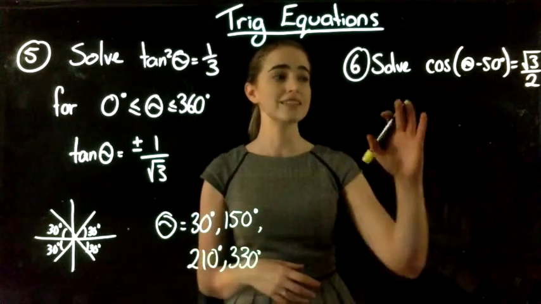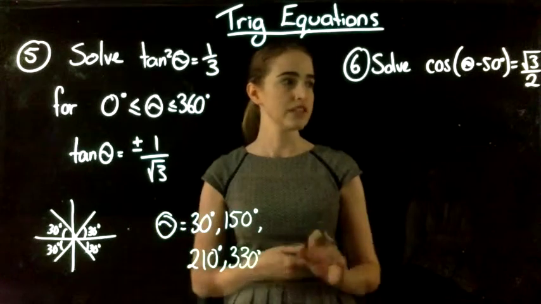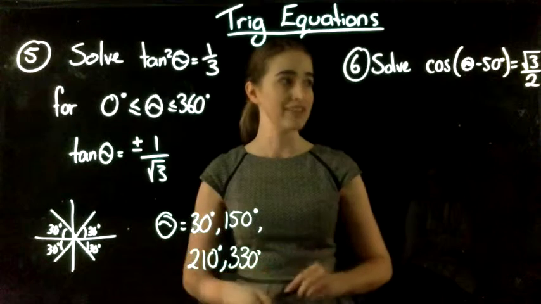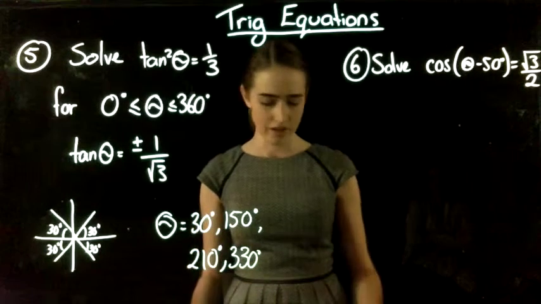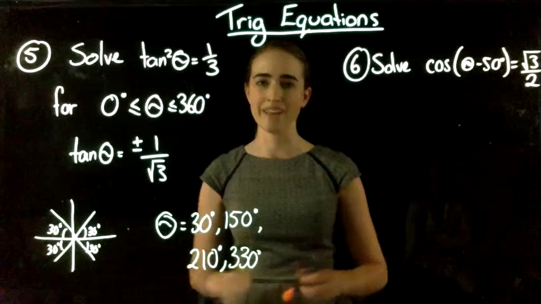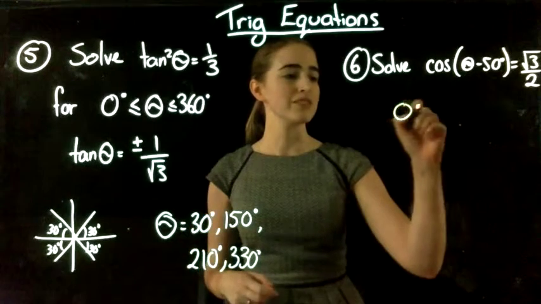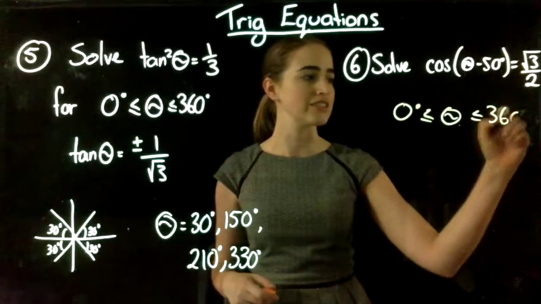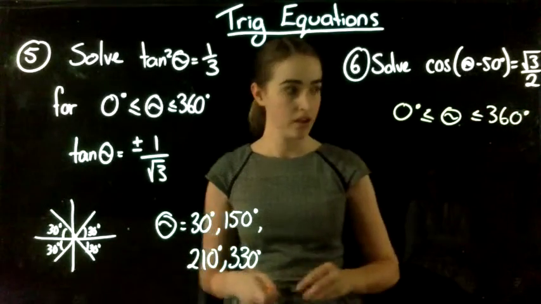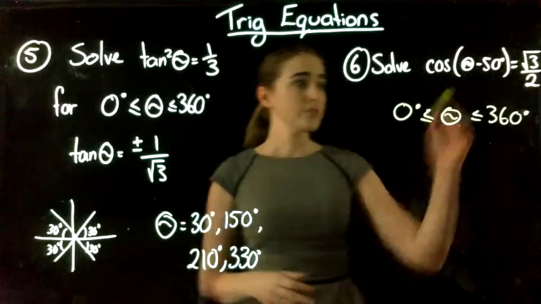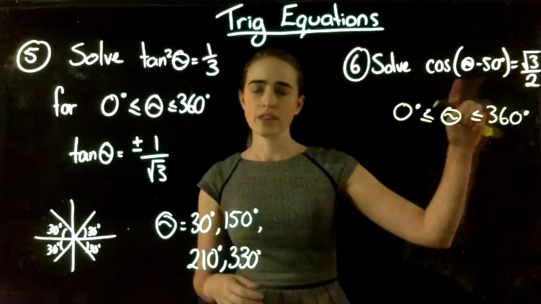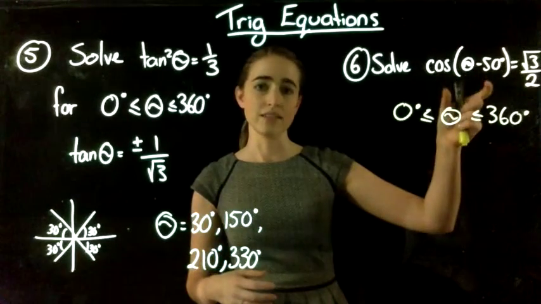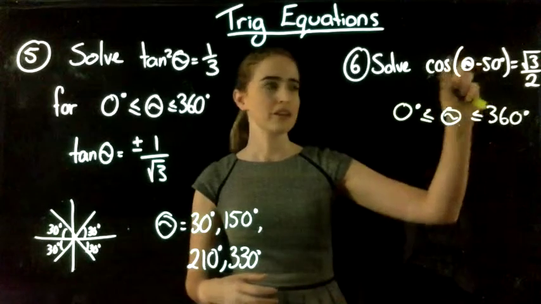And our very last example asks us to solve cos of theta minus 50 is equal to root 3 on 2. And I've just realised I haven't written a domain for that one, but we'll just go between 0 is less than or equal to theta is less than or equal to 360 degrees. Alright, so with this one, it's a little bit different because we've got that theta minus 50 in brackets there.